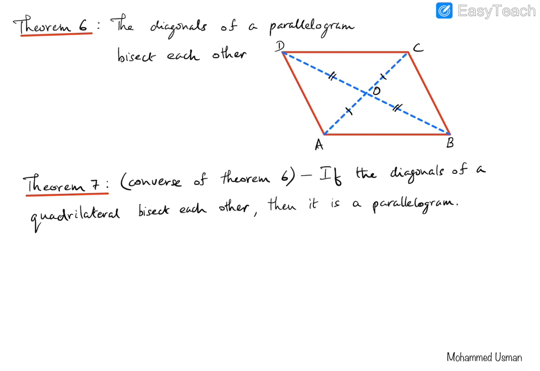So what we need to remember here is that when we have a parallelogram, the diagonals bisect each other. That means the diagonals meet at a point which divides the diagonals into two equal parts. As I said, OA will be equal to OC and OB will be equal to OD. So that's theorem number 6 and 7. Again, these are converses of each other.